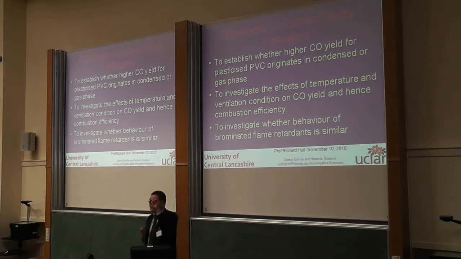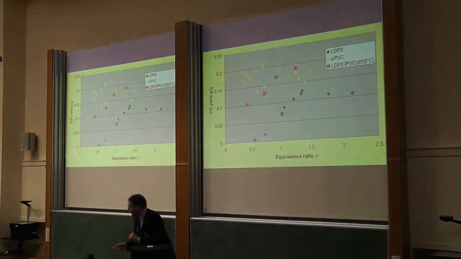So we took pellets, sort of 2 to 4 millimeter diameter pellets of PVC and 2 to 4 millimeter diameter pellets of polyethylene, and just mixed them together and put them into the tube furnace so that we had the same mass of each of the PVC and the LDPE. To look at the effects of temperature and the ventilation condition on the CO yield, also to have a look at the combustion efficiency. And then finally we tried to do the same thing using a material containing brominated flame retardants.